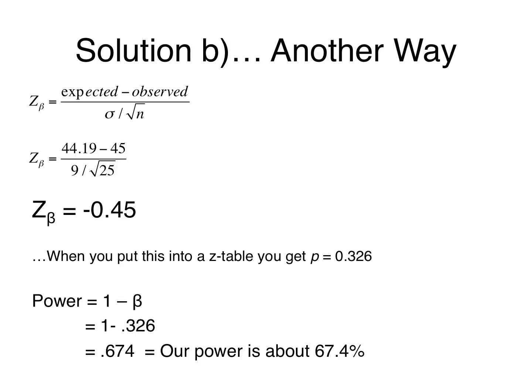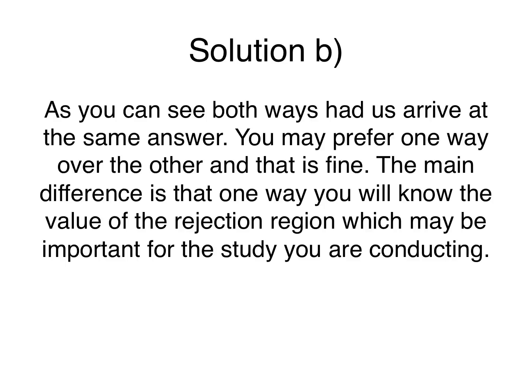And when you put this into a Z table, like we did before, you get a probability of 0.326. And since power equals 1 minus beta, we subtract our beta from 1 to get 0.674, which means that our power is 67.4%. So as you can see, we got the same power from both methods that we used. You may prefer one method over the other, and that's fine.